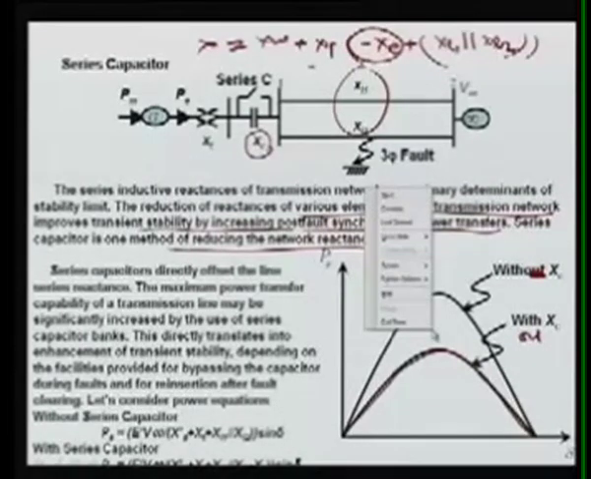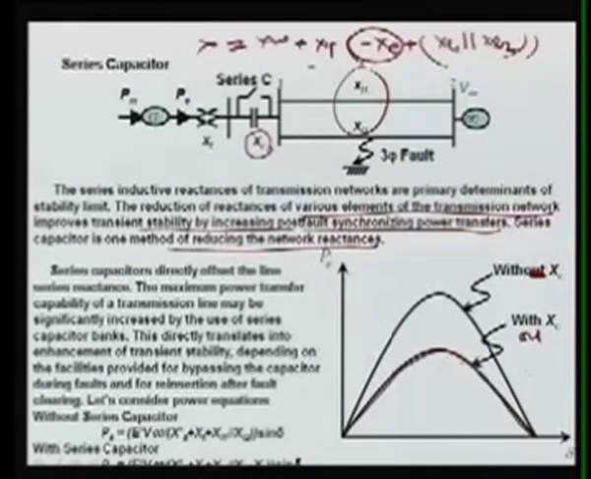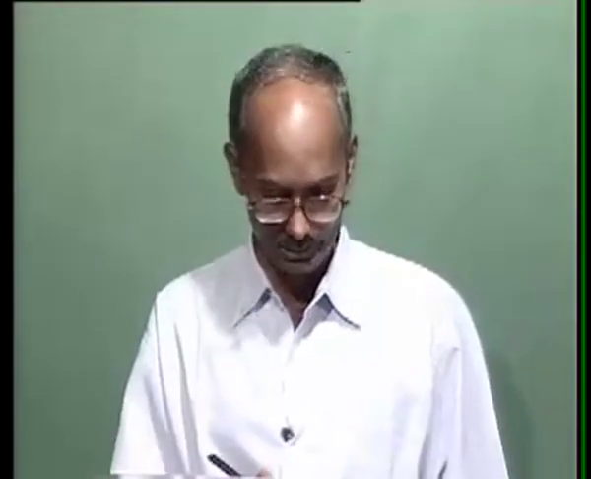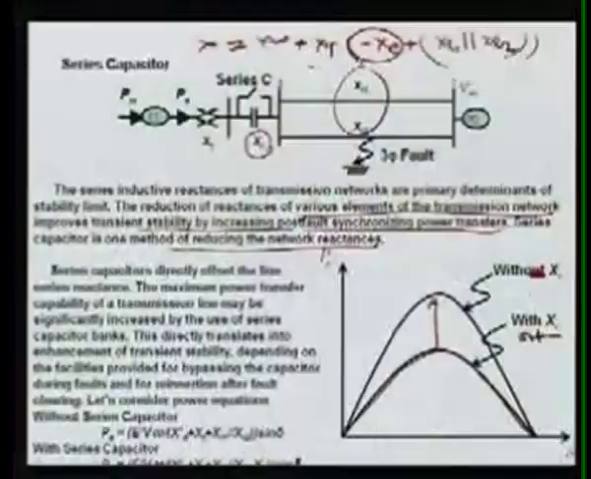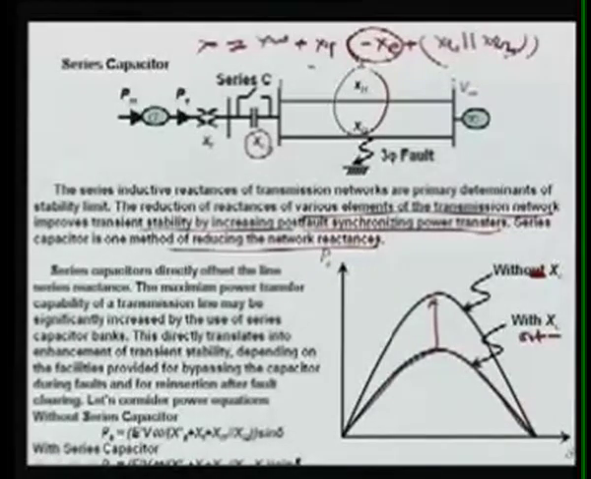Means P max is changed. So here this is your without XC, and with XC you can see your P max is increased, and thus your system is going to be more stable. A series capacitor directly offsets the line series reactance. Directly offset means directly reduce here. X is simply reduced here. The maximum power transfer capability of a transmission line may be significantly increased by the use of series capacitor banks.